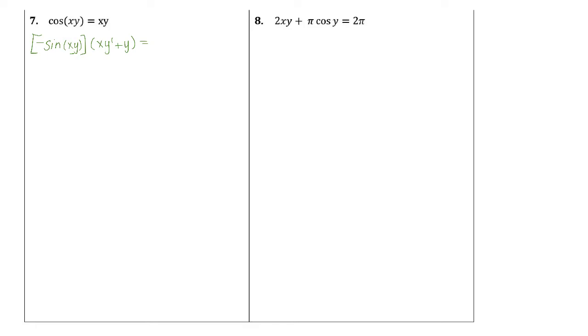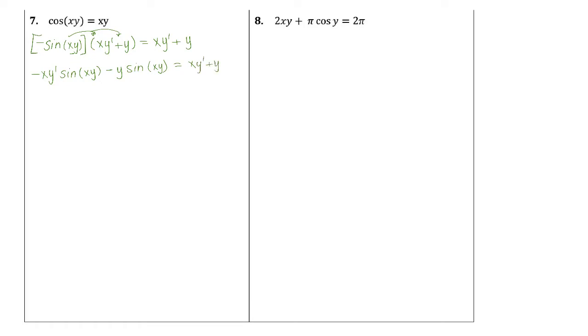So again, we're going to have first times derivative of the second plus second times derivative of the first. And here, keep in mind, we are solving for y prime, so we do need to do our distributive property. We're going to multiply that sine xy to each part. So I'm going to have negative x y prime sine of xy minus y sine of xy equals all this other stuff.